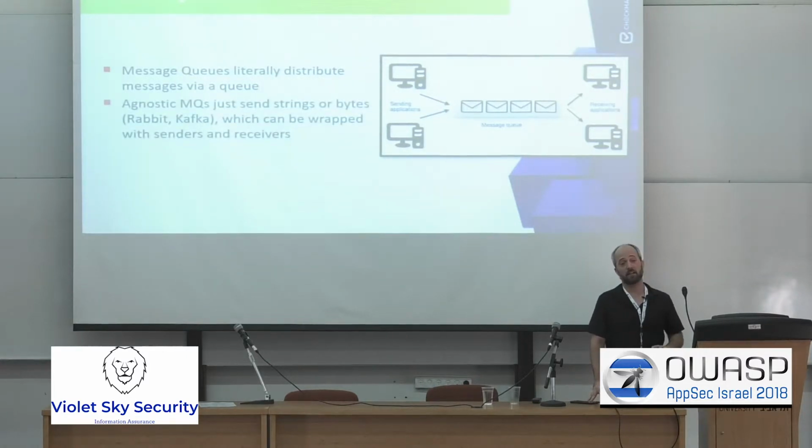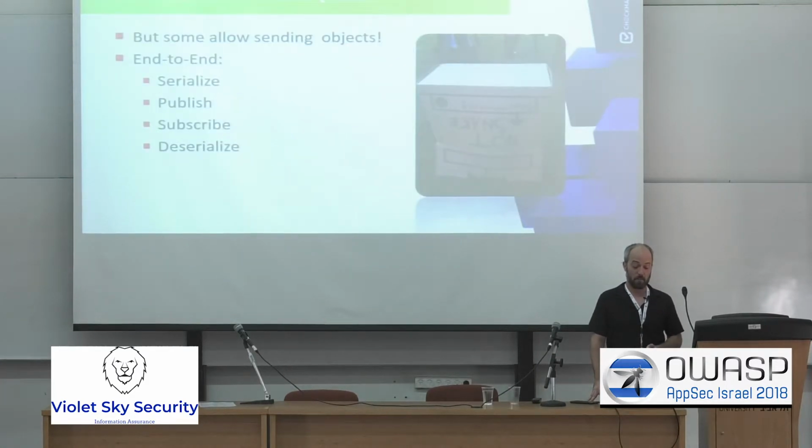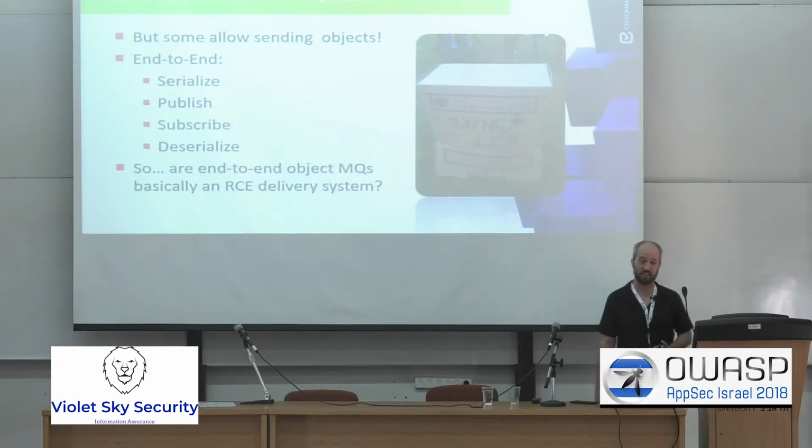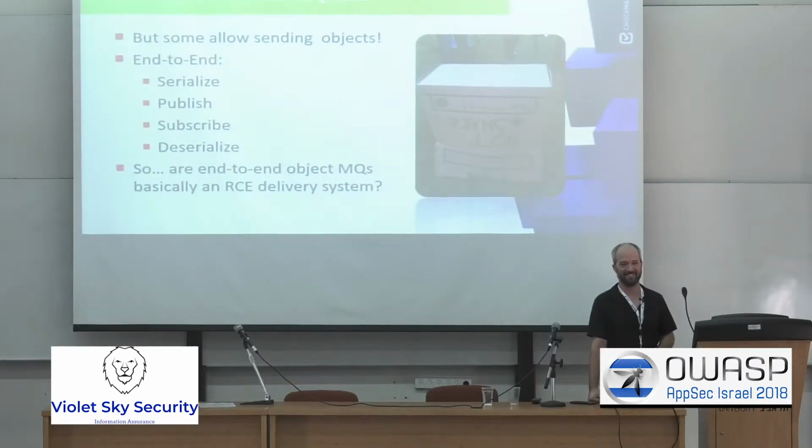There are a bunch of agnostic MQs, like Rabbit and Kafka, that we're not going to talk about, that don't concern themselves with objects or anything. They just transmit the bytes. You do whatever you want with those bytes. But some of them are great for sending objects, and they do everything. You simply submit an object to your message queue. It serializes it, publishes it, somebody subscribes to it, and deserializes it on the other end. Are they basically RCE delivery systems? Kind of. Depends on your implementation, as always.